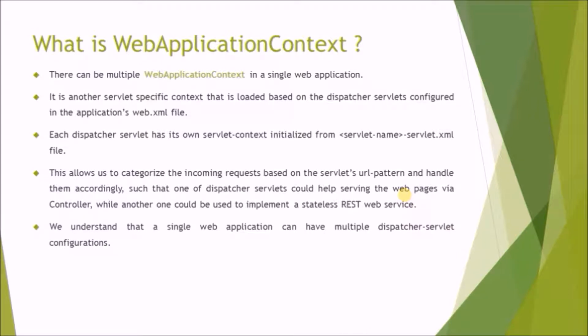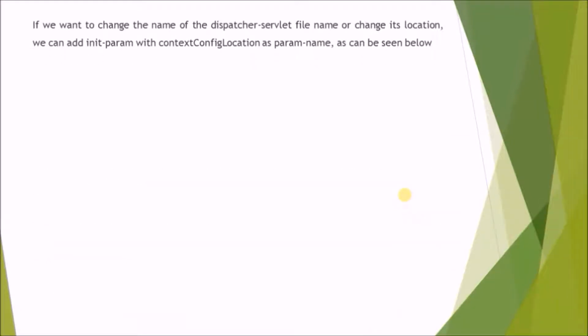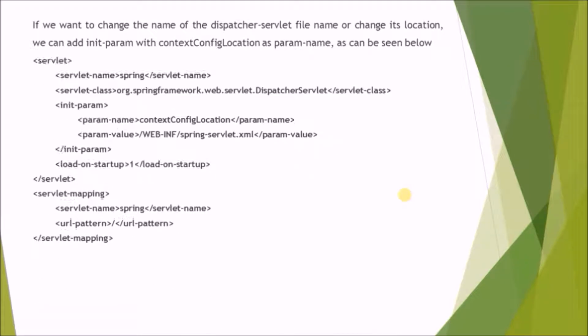We understand that a single web application can have multiple dispatcher servlet configurations. dispatcher-servlet.xml defines the beans that are related only to that servlet, beans that deal with servlet requests. Web requests like controllers, message converters, and interceptors should reside in dispatcher-servlet.xml. If we want to change the name of the dispatcher servlet file or change its location, we can add an init-param with contextConfigLocation as the param name, as can be seen below.